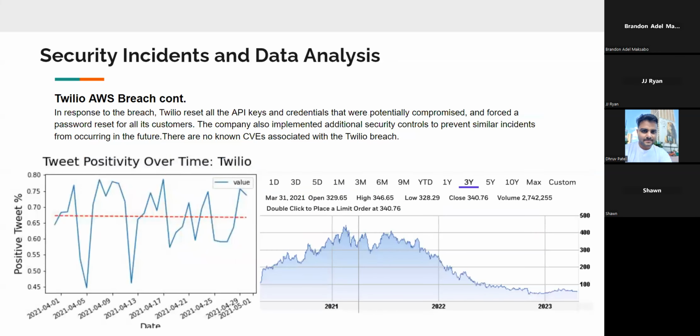And this is some of our data analysis, our tweet positivity over time. You can see that the trend was neither positive nor negative. And then you can see here in that frame of the stock market, it was able to rise, but eventually went down again.